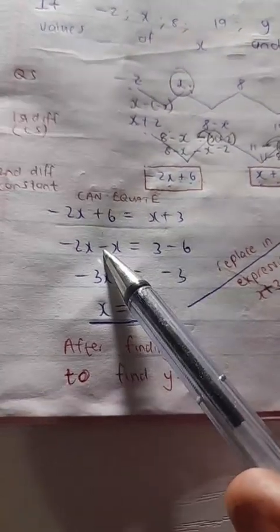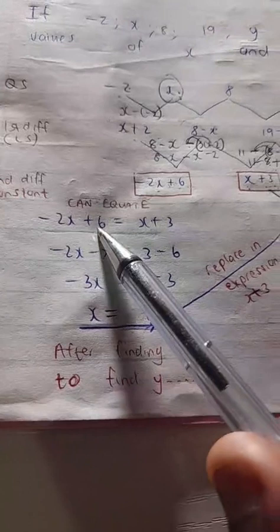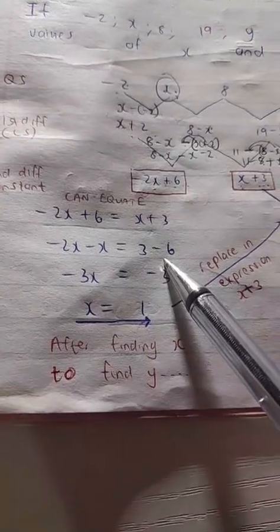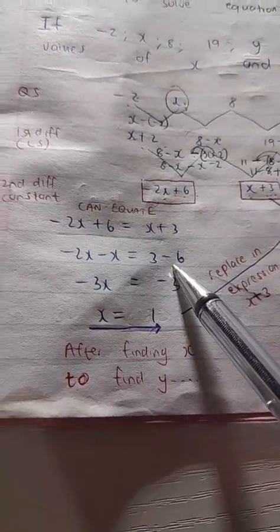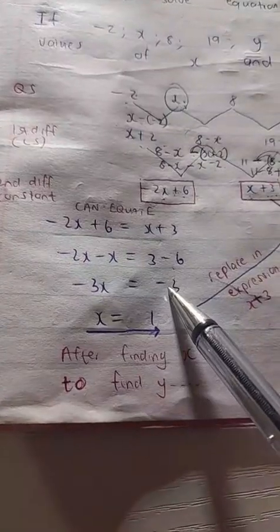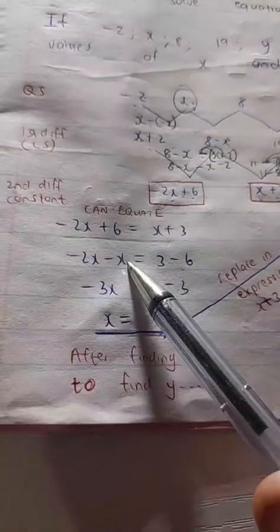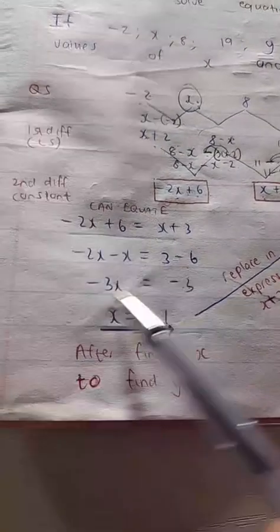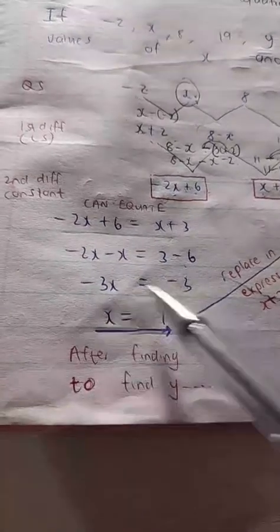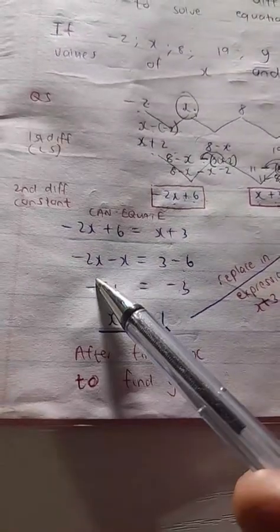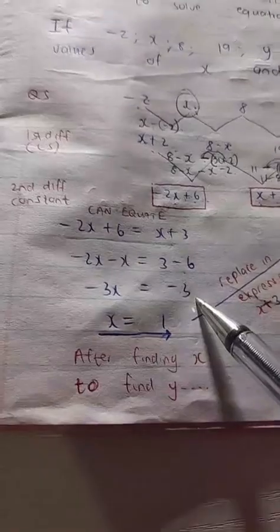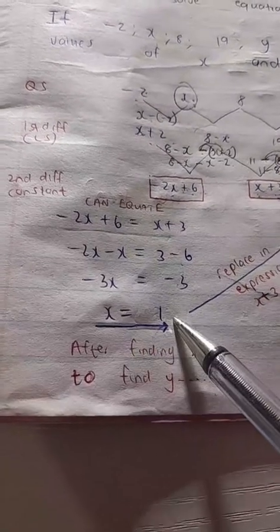Transpose the x, we get negative x on the left. Transpose the positive 6, we get negative 6 on the right. What's 3 minus 6? It's negative 3. What's negative 2x minus x? It's negative 3x. Then when we solve for x, we divide both sides by the coefficient of x, which is negative 3. We divide both sides by negative 3, because x is equal to positive 1.